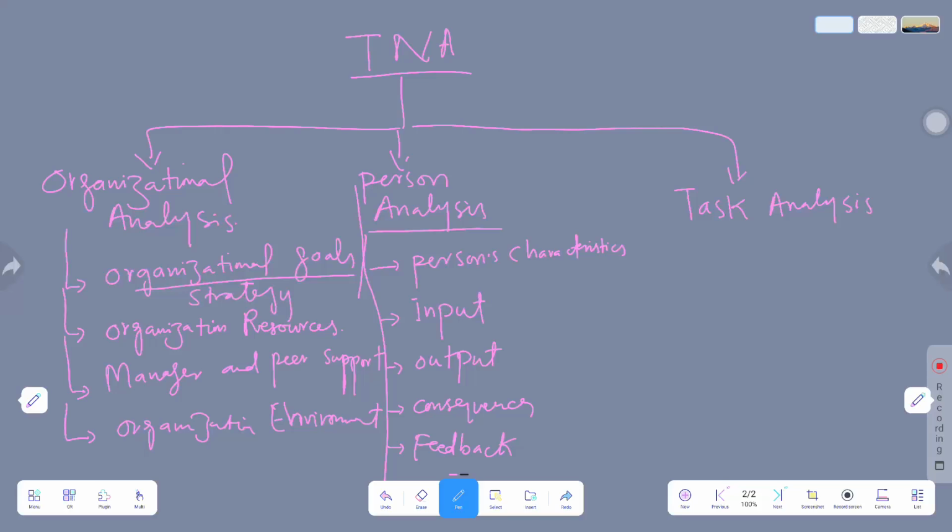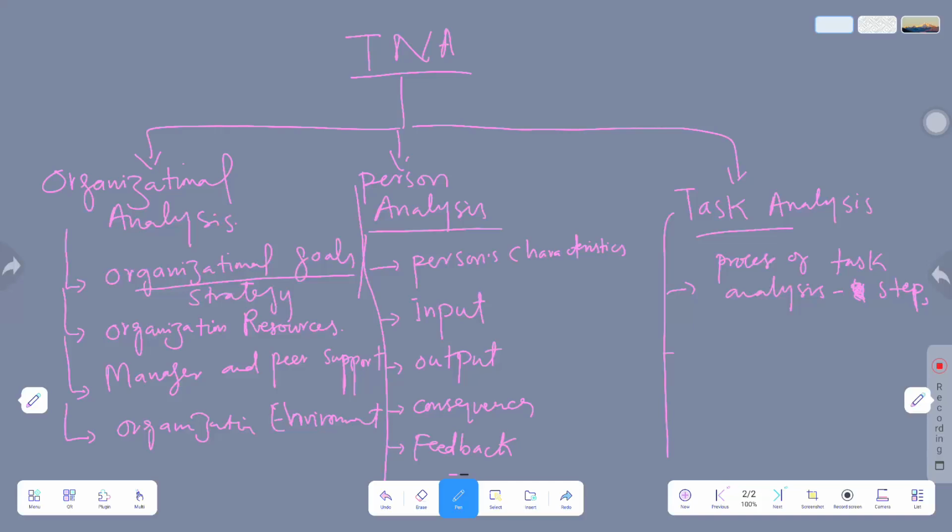Next is the task analysis. Basically, there are certain steps in the process of task analysis. We will discuss the different steps in task analysis, and on the basis of the task analysis process, we will determine the tasks in which an individual needs to be trained. What are the tasks or what are the skills in which an individual needs to be trained?